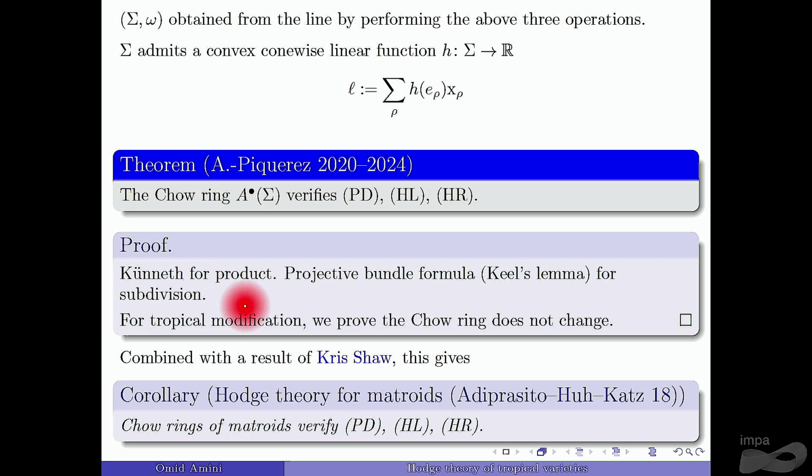For the product, you use the Künneth theorem. For the subdivision, you use the projective bundle theorem, which allows you to describe the Chow ring in terms of the Chow ring of the original fan and the cone that you subdivided. And for tropical modification, it took me more time to describe what the tropical modification is, but in terms of this theorem it is the easiest part, in the sense that what we prove is that the tropical modification does not change the Chow ring. So if you had a Chow ring verifying Poincaré duality, Hard Lefschetz and Hodge-Riemann, after the tropical modification the corresponding Chow ring verifies them too.